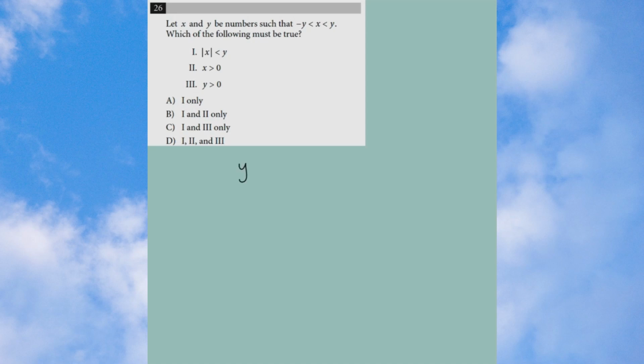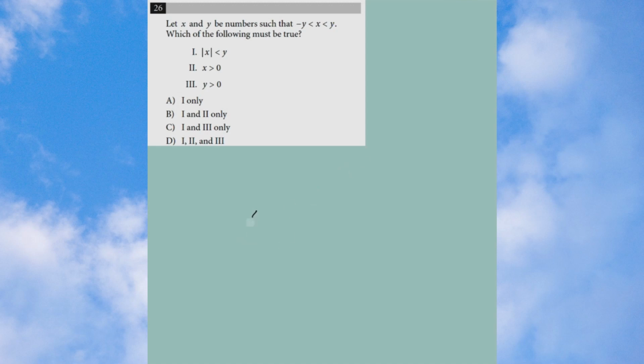Suppose y is less than 0. So let's say y is equal to negative 5. Then we would have 5 is less than some x, which is less than negative 5. But this doesn't make any sense. 5 can't be less than negative 5. So 3 must be true. y must always be greater than 0.